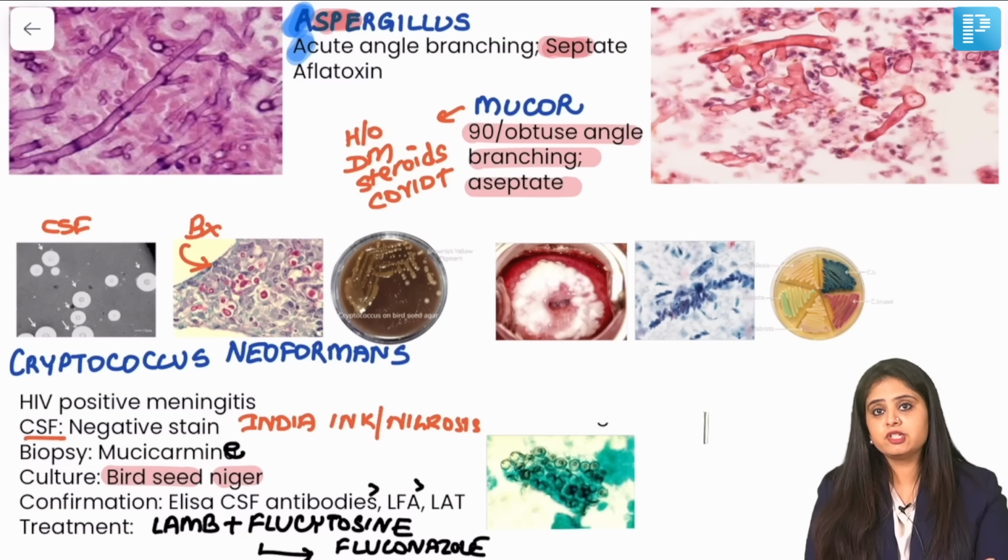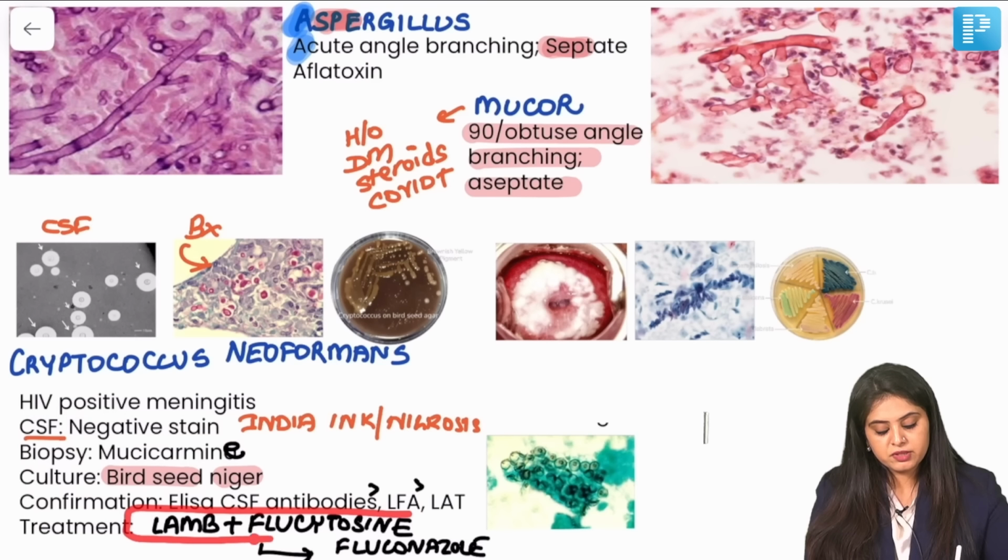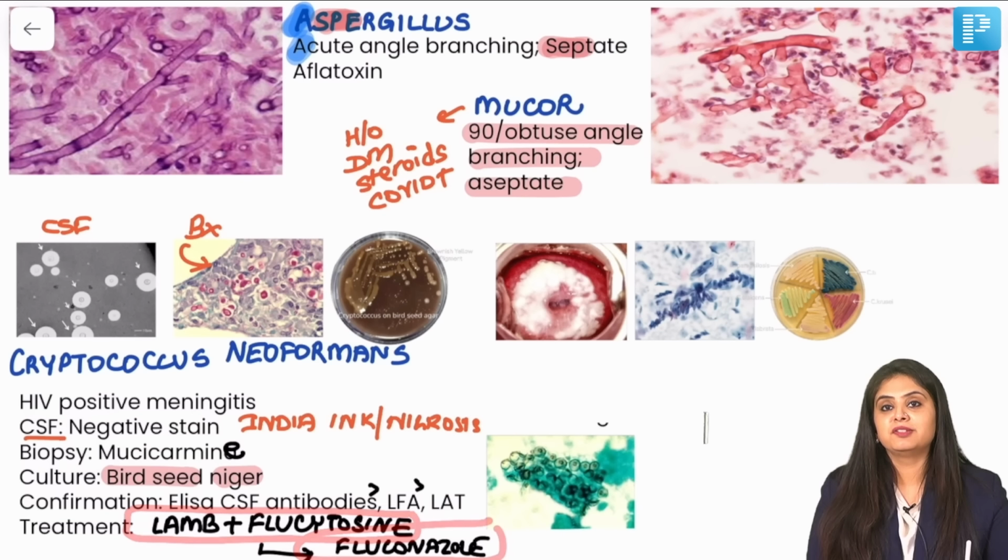But if I change the question and ask what you give for the initial treatment, don't mark all three, because for the initial treatment we give liposomal amphotericin B and flucytosine, but for the complete treatment with maintenance we give fluconazole.